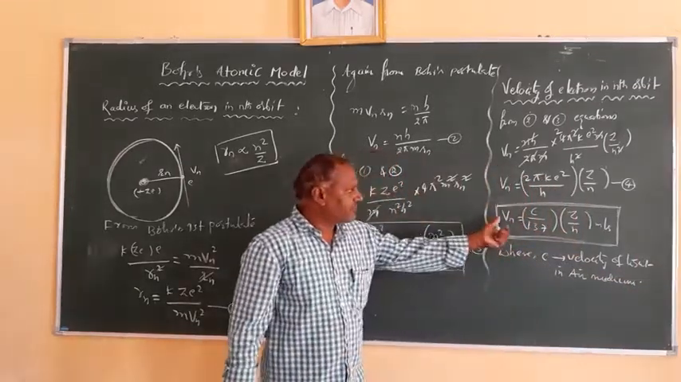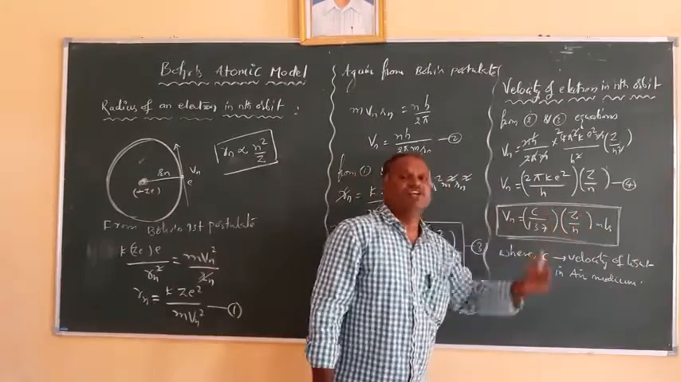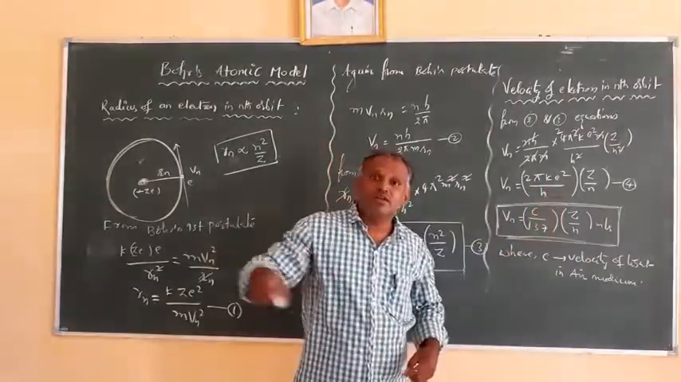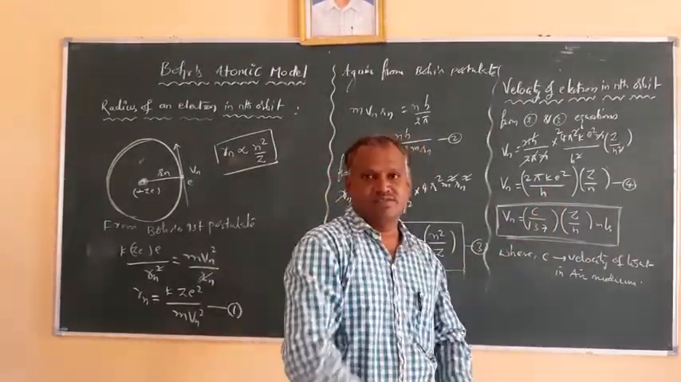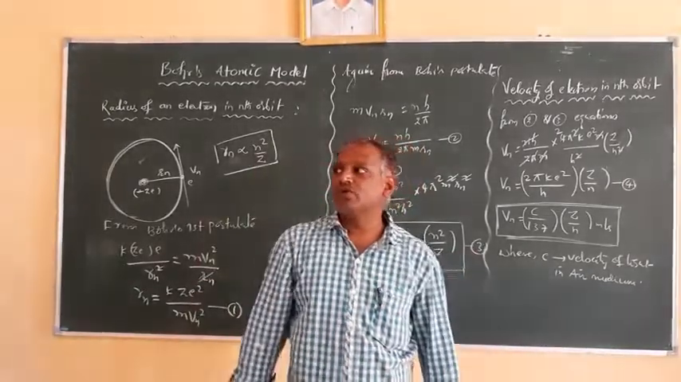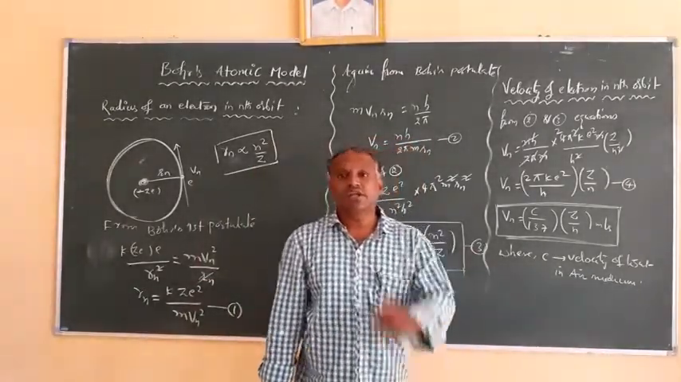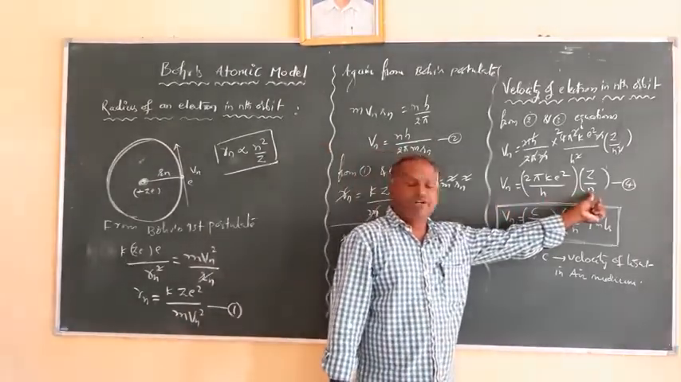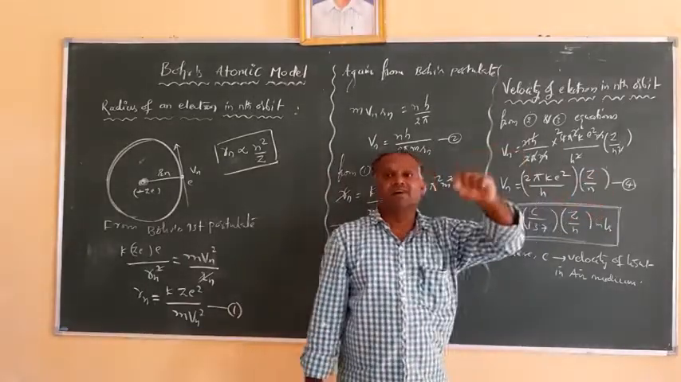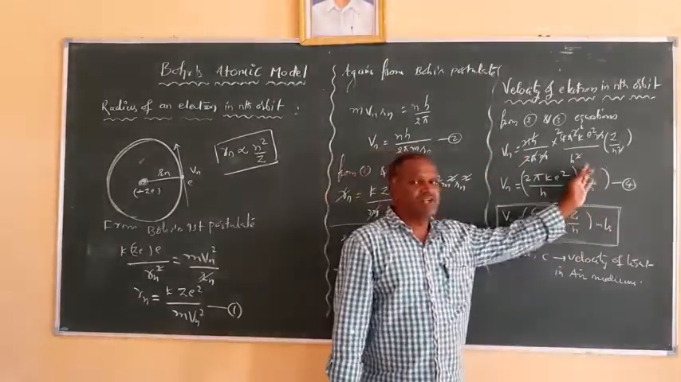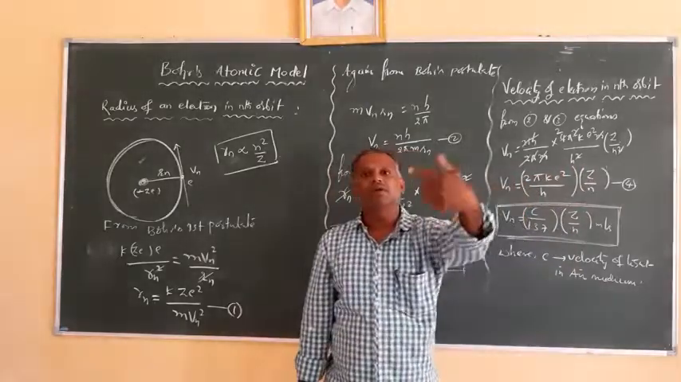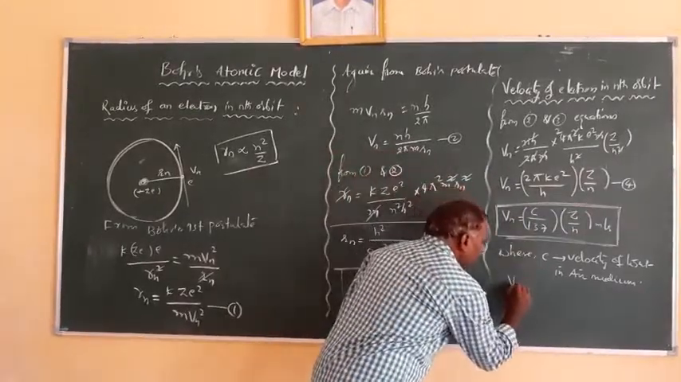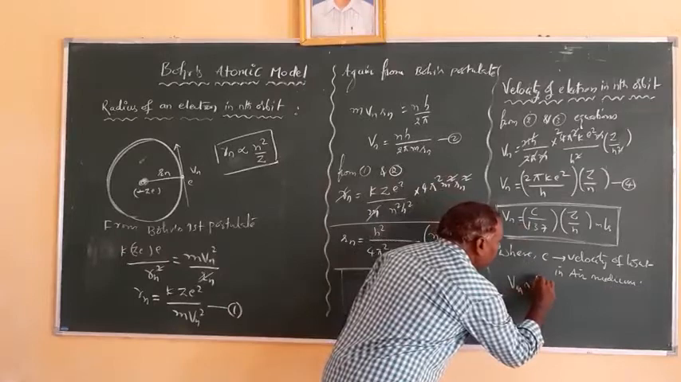So this is the equation, and from this you get Vn is proportional to Z by n. Here you see, is there any mass? No. So the velocity of electron in any orbit is independent of mass. The velocity of any particle revolving around the nucleus, that is the electron, is independent of the mass of the electron. It only depends upon which orbit it is rotating in and its atomic number. Depending upon n and Z, the velocity of the electron changes. From this equation, Vn is proportional to Z by n.